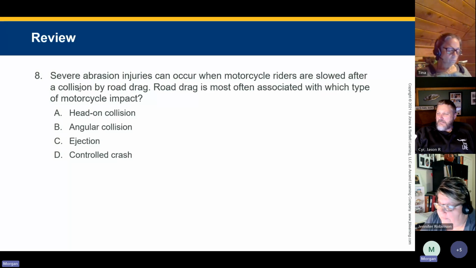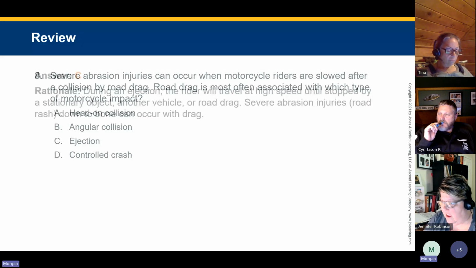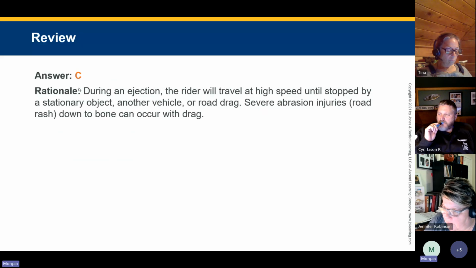Severe abrasions and injuries can occur when motorcycle riders are slowed after a collision by road drag. Road drag is most often associated with which type of motorcycle impact? A, head-on collision. B, angular collision. C, ejection. Or D, controlled crash. I think it's C. I think it's C too. Yeah, because they're going to slide. During ejection, the rider will travel at high speed until stopped by a stationary object. B.